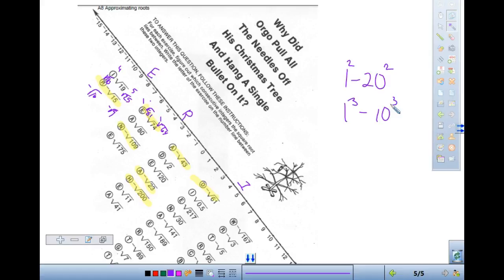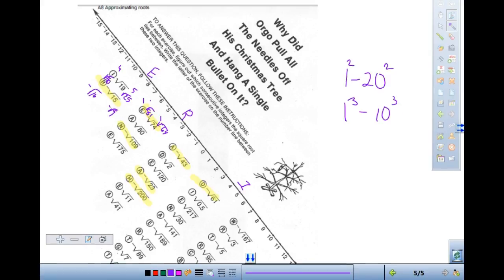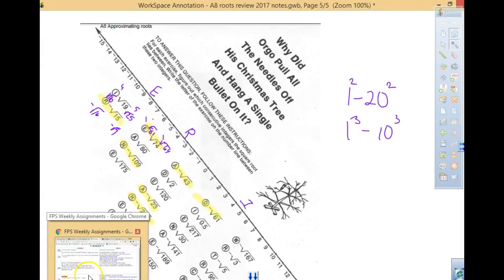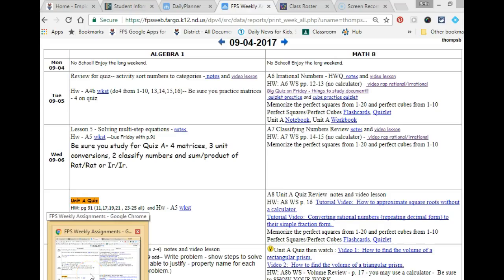When I said that tomorrow, when you come into class, you need your headphones, I also attached on the daily planner, I put a couple of tutorials. How to approximate the square roots and how to change our repeating decimal. So if you're still struggling with these two things that we just did today, watch those, okay?